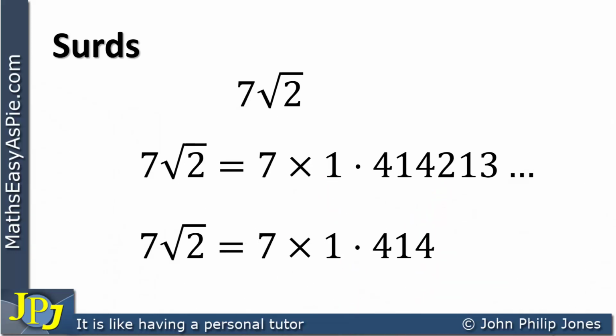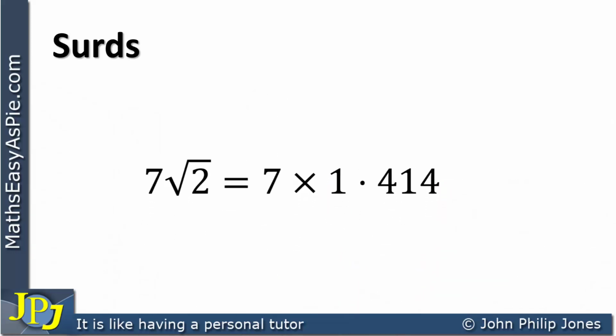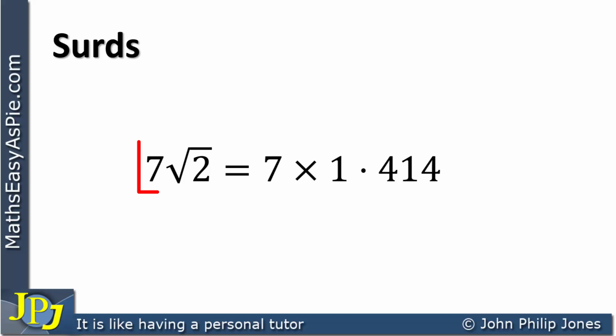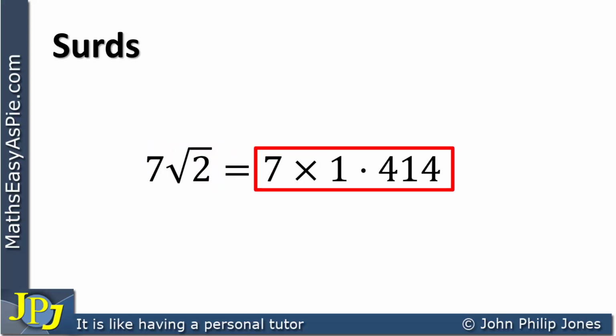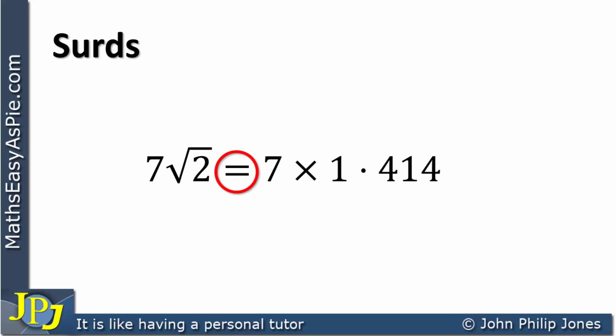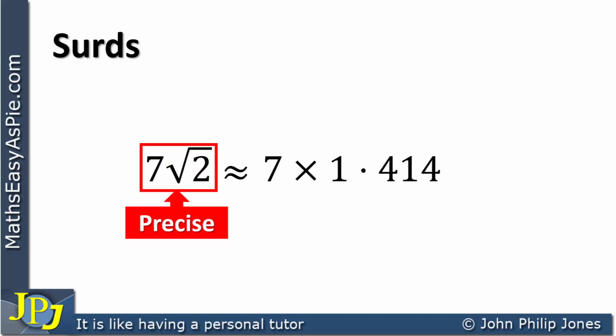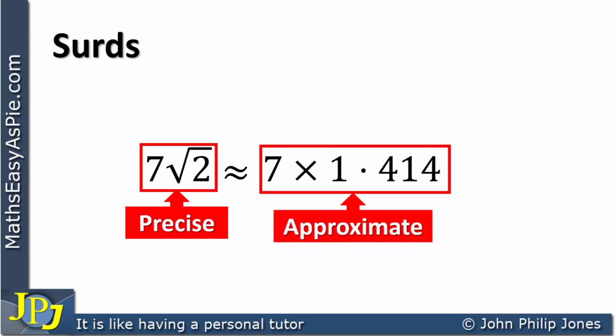Let's return to this slide, and I'm going to home in on this. Now, if you look, you can see this is 7 square root of 2 equals 7 times 1.414. Now, we know this is an approximation to the square root of 2. Consequently, if we consider this equal sign, it's not correct. We shouldn't really have an equal sign there. Instead, we should have this approximation sign, because this is precise and this is approximate.